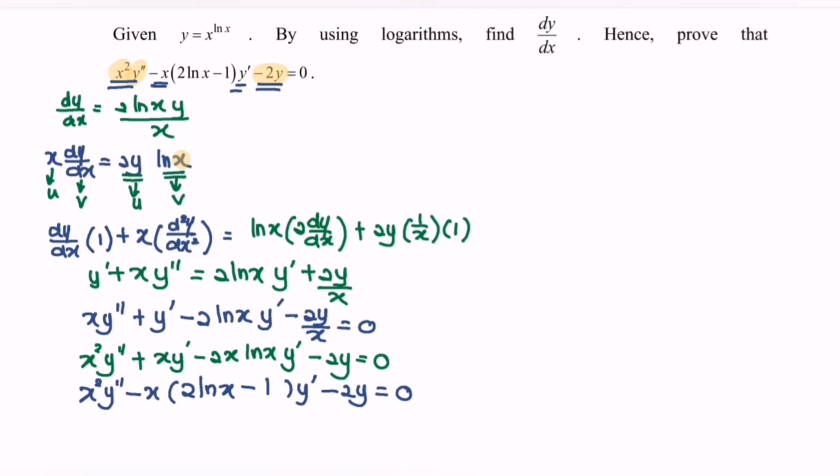From here, kindly refer to the function and we notice that it is the same. So we can say proven.